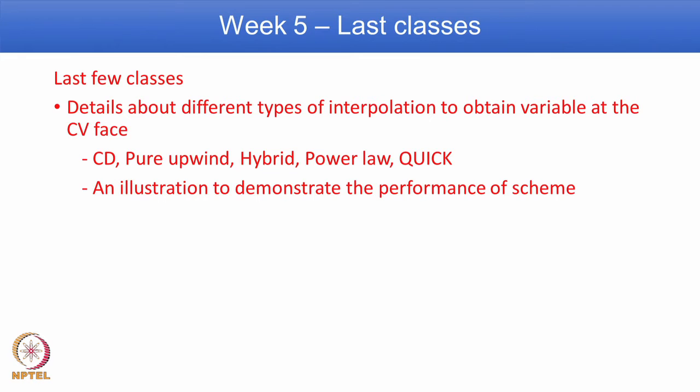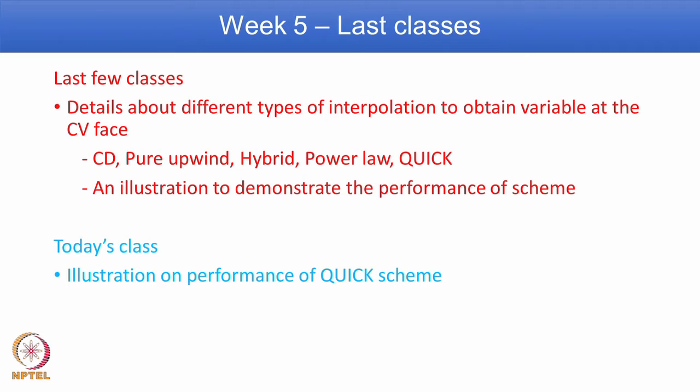So far we have done a detailed description of different interpolation schemes available to obtain the variable at the face for using it in the convection term. We have listed 5 different schemes: central difference type, that is otherwise the linear interpolation scheme, pure upwinding, power law scheme, hybrid scheme and QUICK scheme. We also took an illustration and explained the performance of the central difference type scheme as well as the pure upwinding scheme. In today's class we will particularly see the performance of the QUICK scheme for the same illustration.